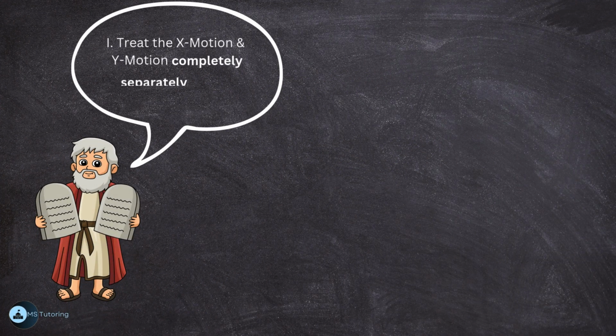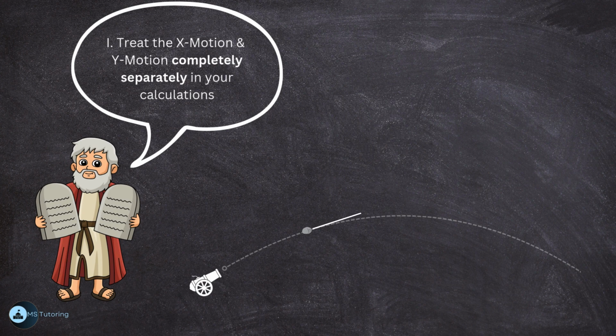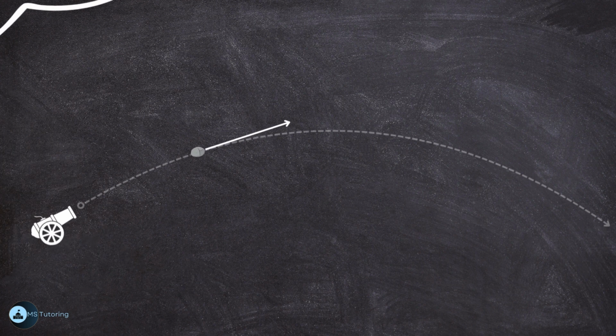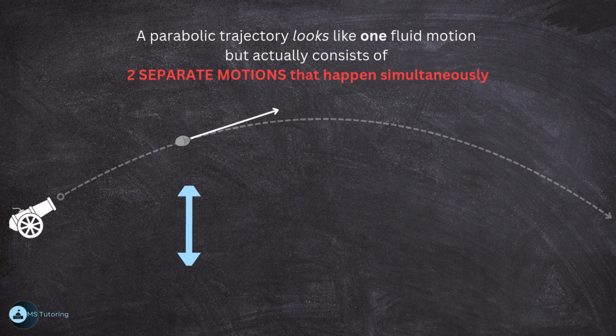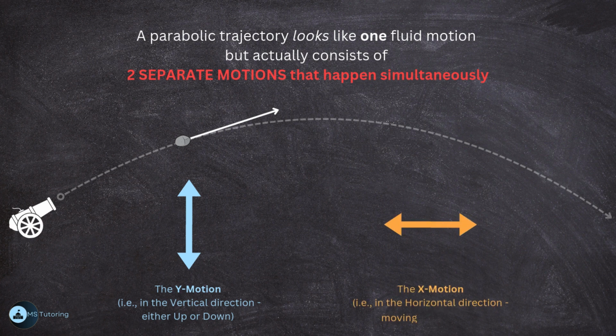We have to treat the x and y motions of our flying projectile as completely separate and independent to one another. Basically, the parabolic trajectory that a projectile follows looks like one fluid motion to our eyes, but actually consists of two separate motions that happen simultaneously. Firstly, the flying projectile is moving up and then down, its y motion, which carries it up to a maximum height just before gravity wins in pulling the projectile back down to Earth. At the same time, the projectile is also moving forward horizontally, its x motion, which allows it to travel some distance away from its launch point.